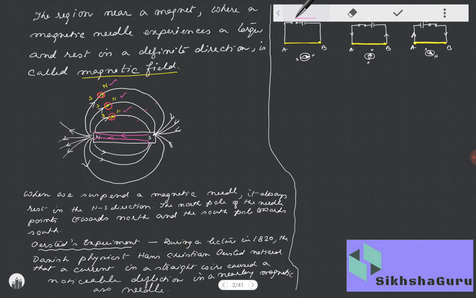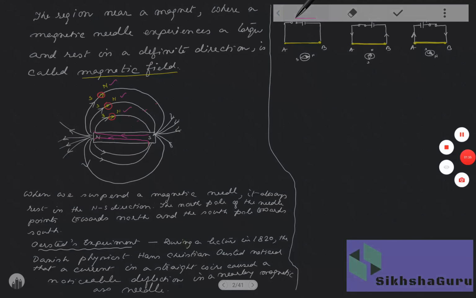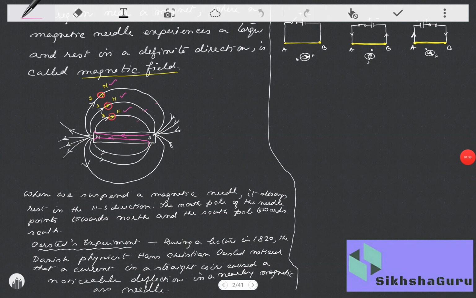So when you suspend a magnetic needle, it always rests in the north-south direction. Suppose this is north and this is south. The north pole of the needle points towards the north and the south pole points towards the south. So if this is the earth, this is the north pole of the needle, and this is the south pole of the earth.